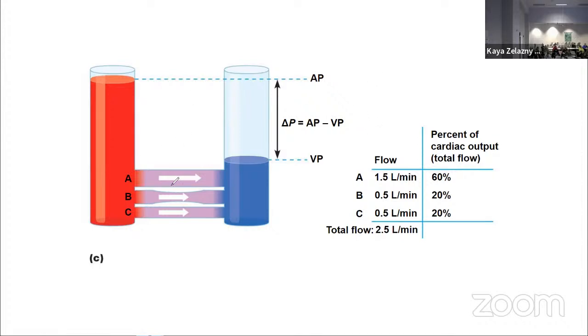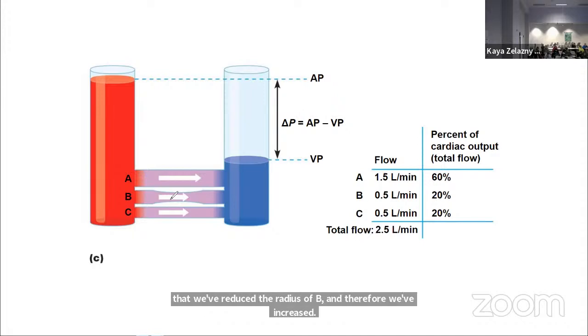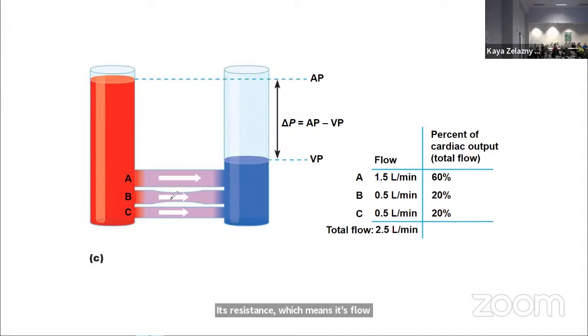So here's how I want you to be looking at it. The one change we've made in the image is that we've reduced the radius of B, and therefore we've increased its resistance, which means its flow goes down. So that's the straightforward setup, just like in our warm-up problem. Before we had a liter per minute of blood going to organ B. Now we have 0.5 liters per minute going to organ B. So far, so good. Hopefully that part was straightforward.